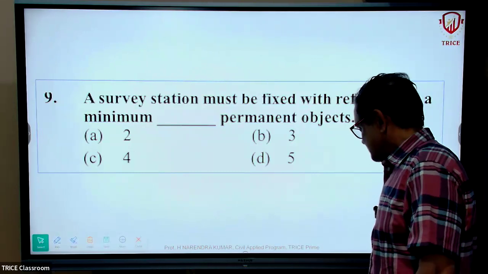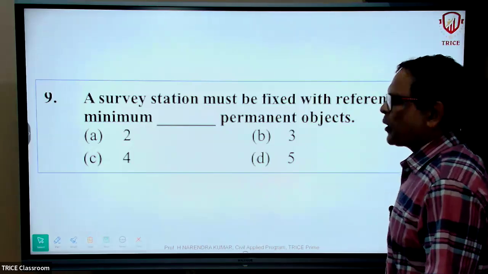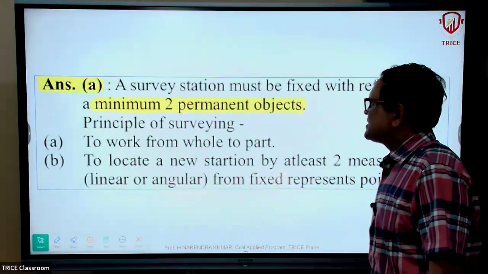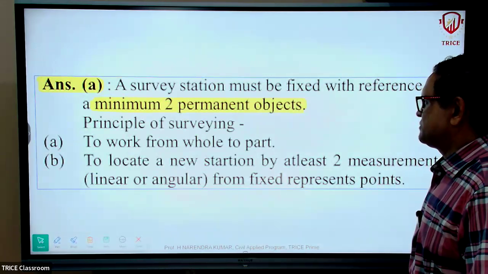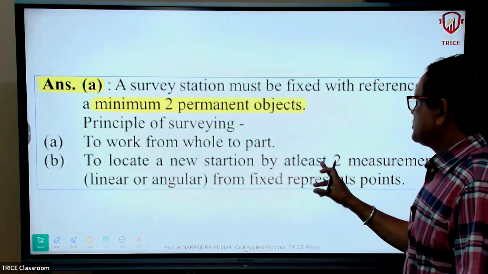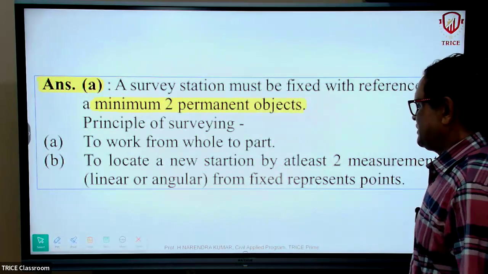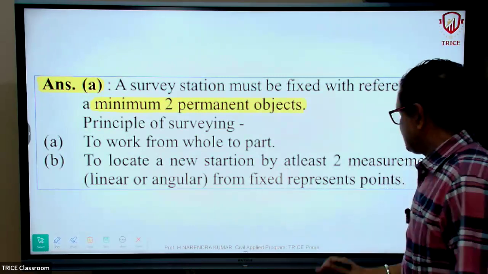Yes, place the answer. Be fair. Yeah, correct. 2 permanent objects is mandatory. That is our second principle: a survey station must be fixed with reference to a minimum of 2 permanent objects. So I copied the same principle here. To work from whole to part, to locate a new station by at least 2 measurements. That is mandatory. See, the same question can be asked in 2 different ways.